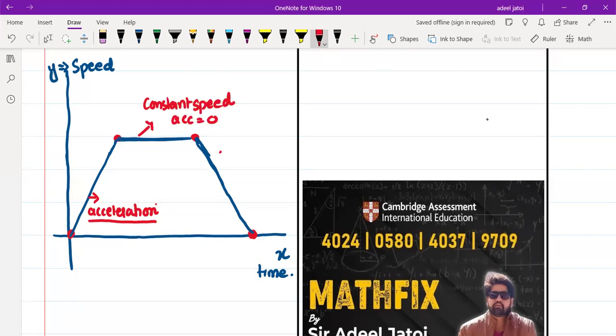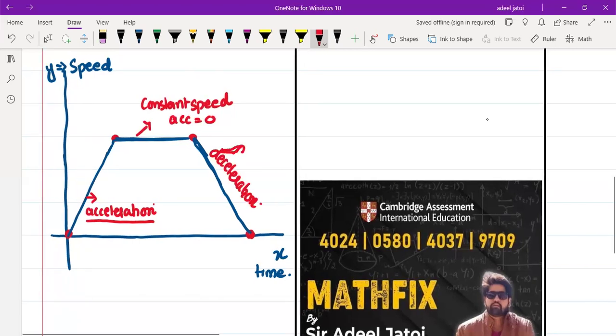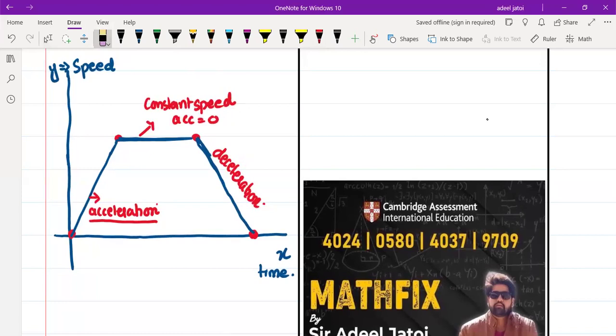Similarly, this line gives me deceleration. This is also known as retardation. So sometimes in the question, the word deceleration or retardation is used. The examiner can tell you to find the retardation, or the examiner can tell you to find the deceleration.